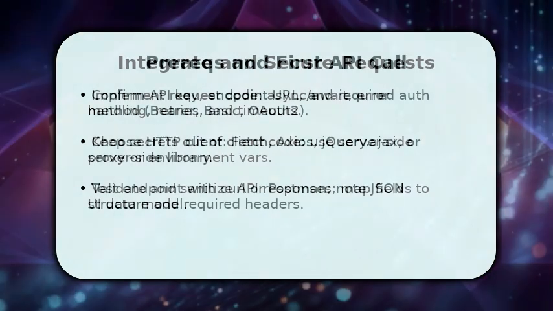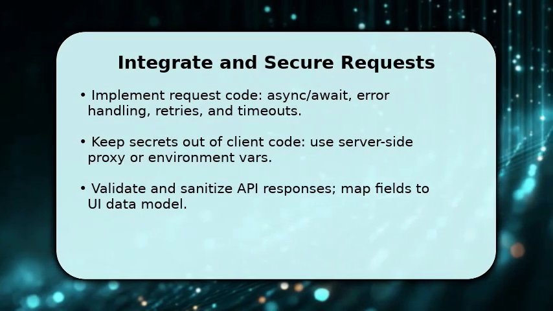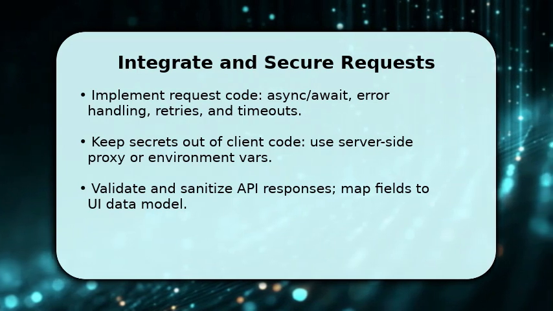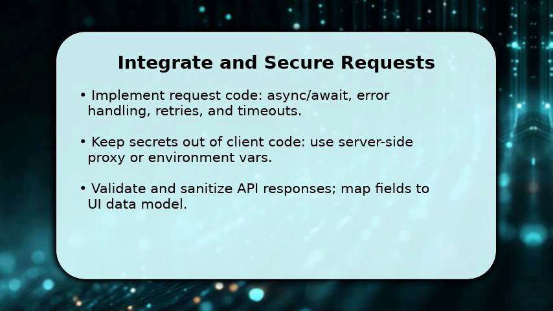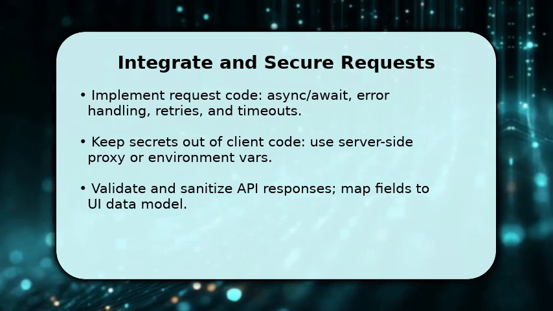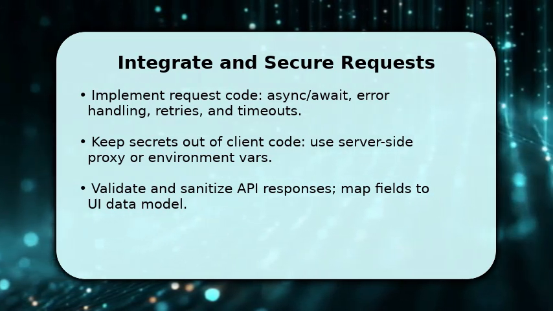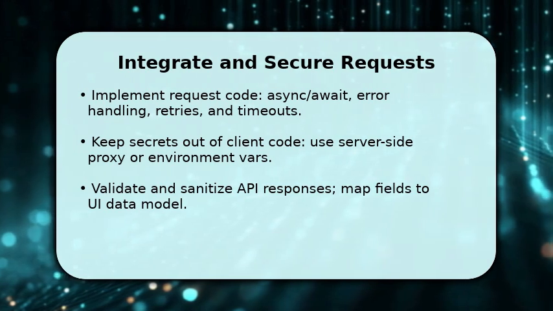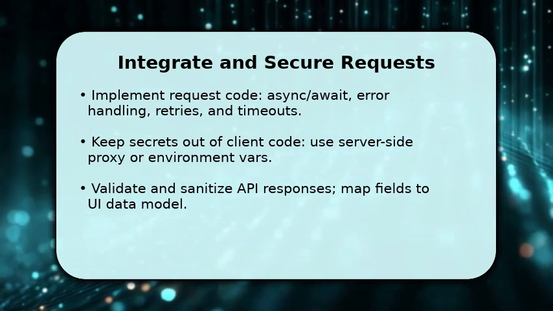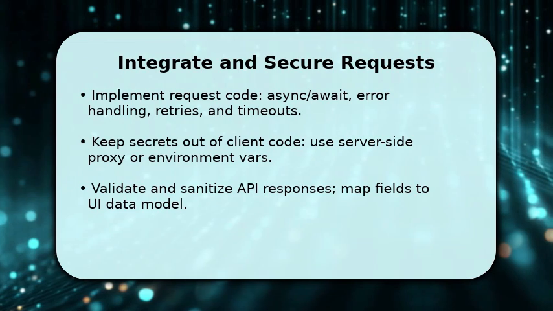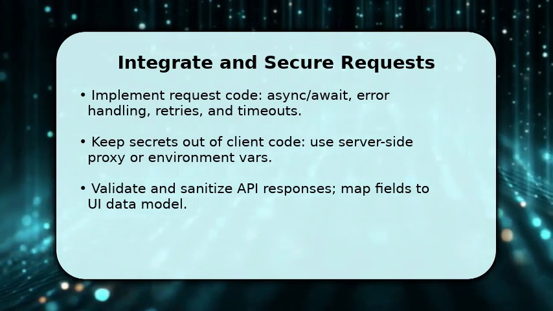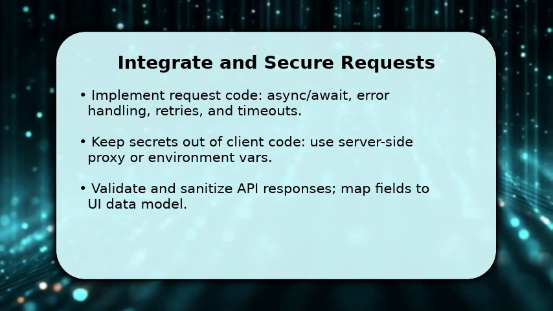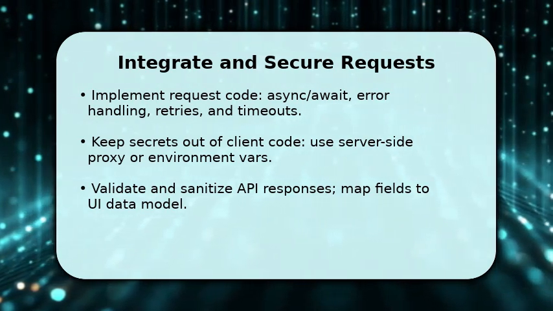Now implement the integration. Write asynchronous request logic with clear error handling, retries, and timeouts so the UI stays responsive. Because exposing secrets is risky, proxy requests through your server or use environment variables and server-side calls to keep keys secret. Once responses arrive, validate and sanitize the JSON, then map fields to your UI model to avoid runtime errors. This middle phase ensures reliability and security.